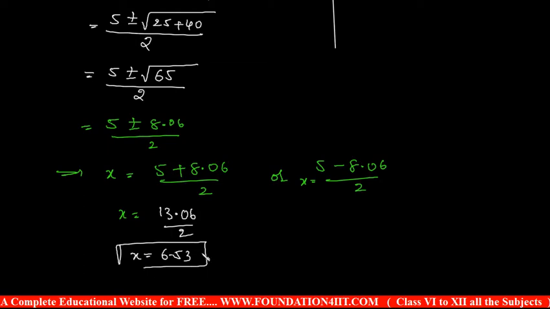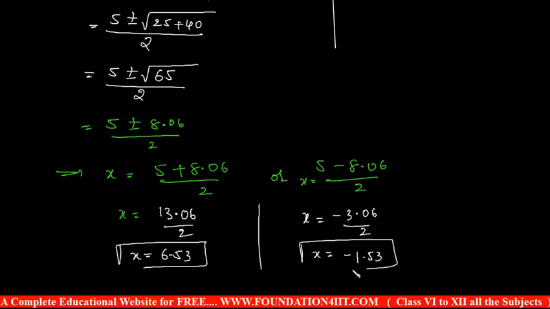That is one of the values of x. Or x is equal to 5 minus 8.06, which is minus 3.06, divided by 2. So 2 ones are 2, 1 5, 3. x is equal to minus 1.53. So these are the solution set.